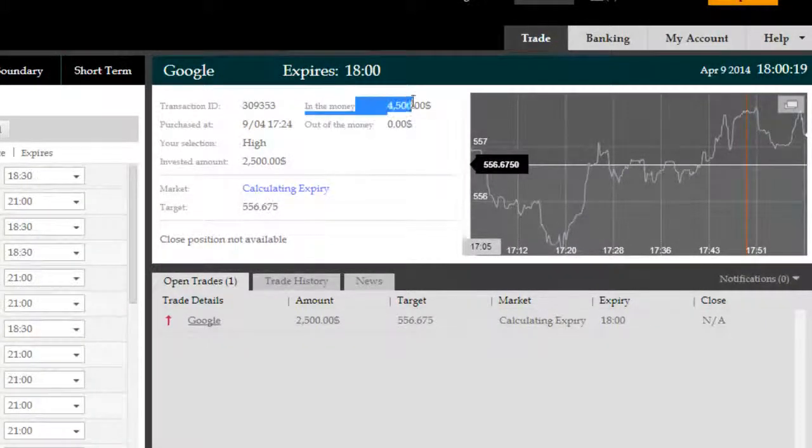A high trade taken on the Google stock. Very easy to spot. The reversal zone was there. All we had to do was wait for just that right moment to enter into the trade to make sure that the trade stayed in the money for most of its duration.